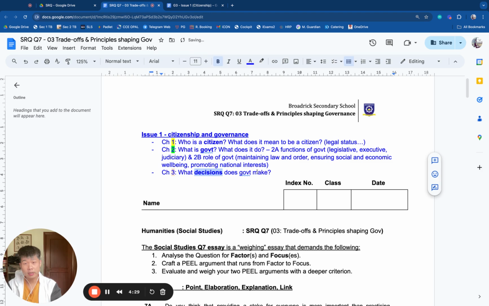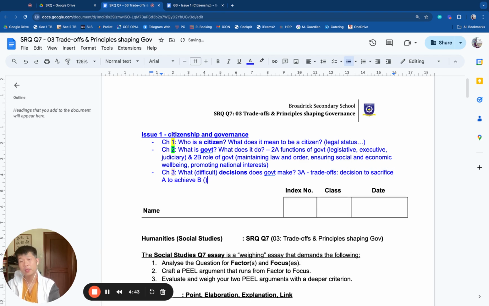So for decisions that governments make, and often they are difficult, this is chapter 3A on trade-offs. Trade-offs is the decision to sacrifice A to achieve B. And examples of trade-offs we learn are between differing needs, differing priorities, and unequal sharing, of course.